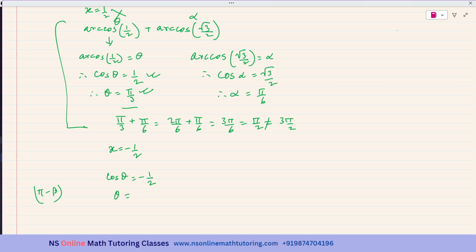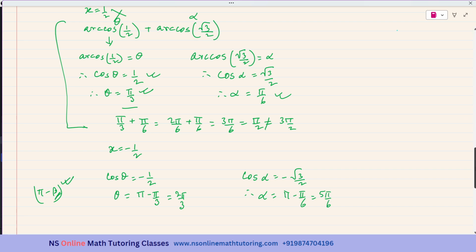Cos theta equal to half gives us the angle from the first quadrant as pi over 3. So for cos theta equal to negative half, the angle will be pi minus pi over 3. The second quadrant angles are expressed as pi minus the first quadrant acute angle. So theta equal to 2 pi over 3, and cos alpha is equal to negative root 3 over 2. The first quadrant angle is pi over 6, so alpha is equal to pi minus pi over 6, which is equal to 5 pi over 6.